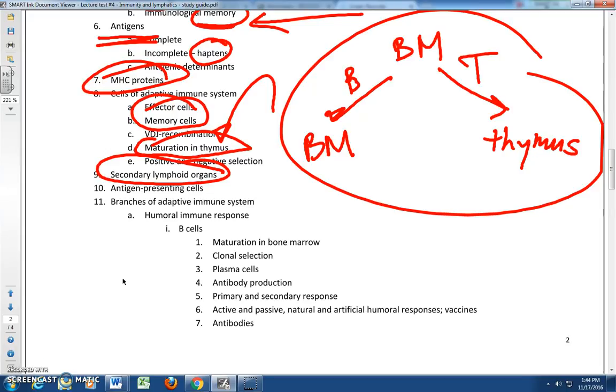Now, more specific about each branch of the immune system. Tell me if it approaches 15 minutes. Otherwise, we'll just stop at 15 minutes. There will be a mismatch between audio and video.